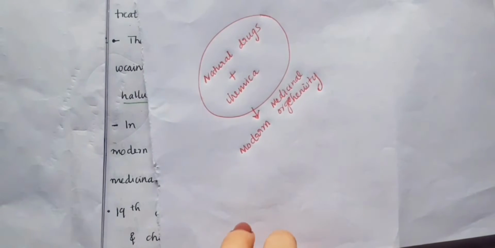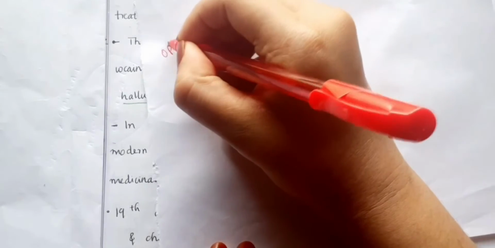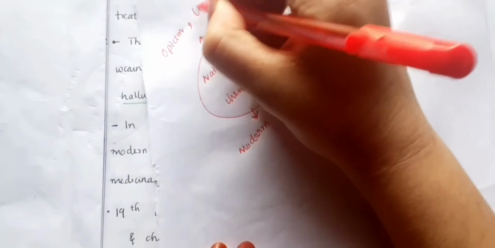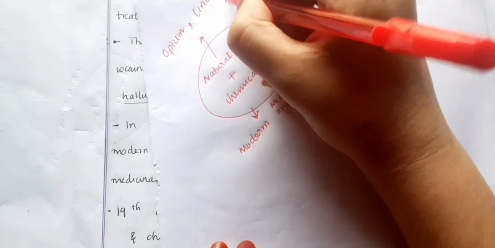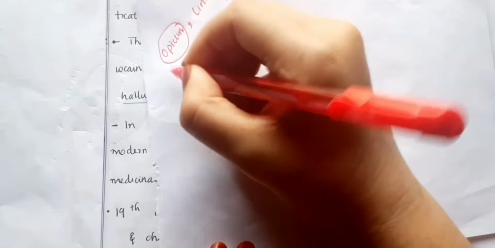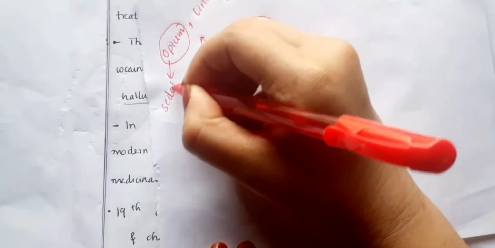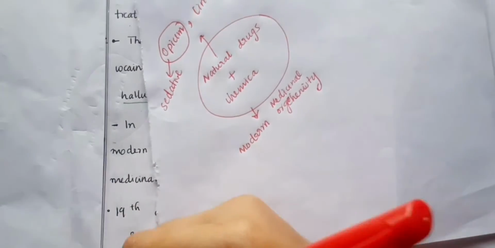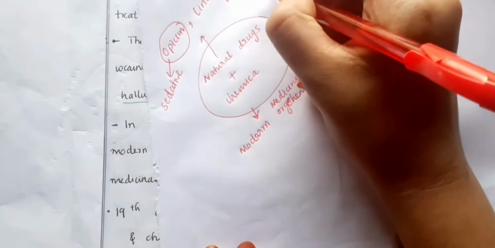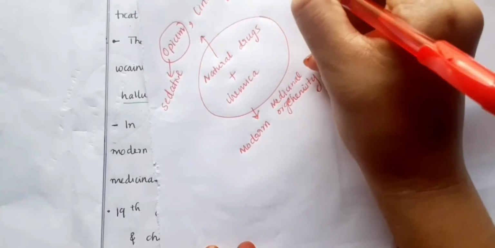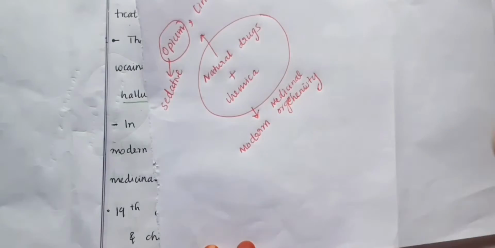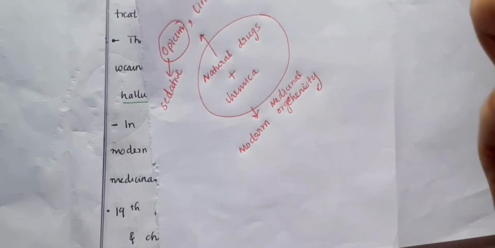Natural drugs are nothing but drugs that are obtained from living organisms. Let's take examples of natural drugs like opium or cinchona bark. Opium is used as a sedative, as an antidiarrheal treatment, and as an analgesic. Cinchona bark is used to increase appetite, and is also used in treating bloating and other stomach problems.